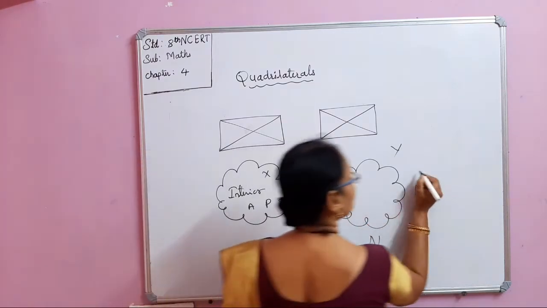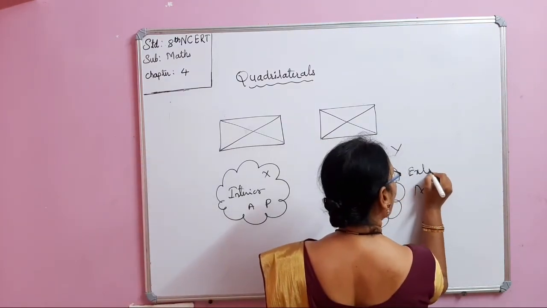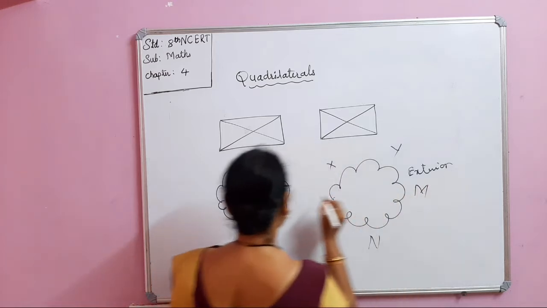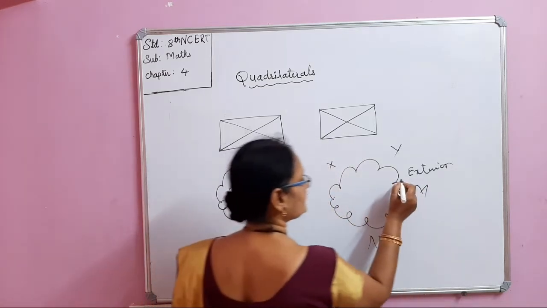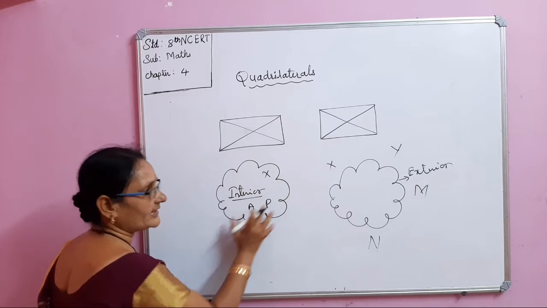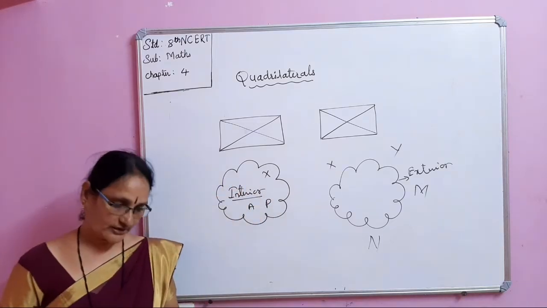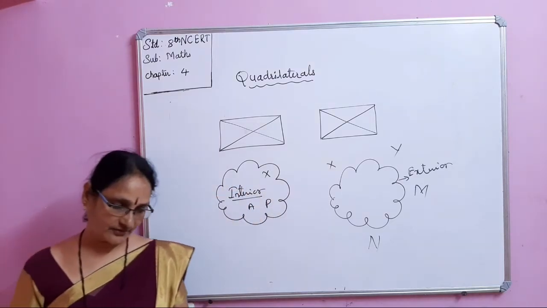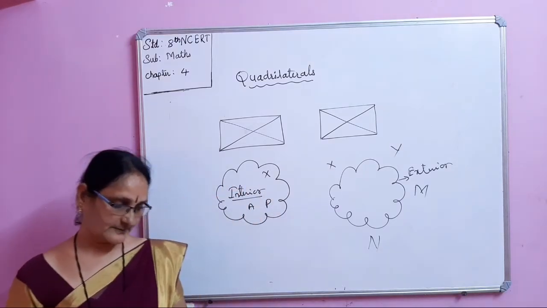See, this is exterior and this is interior. This is the exterior of this closed figure. This is the interior of the closed figure. So try to understand, these points are important for what comes next. That's what I am explaining.